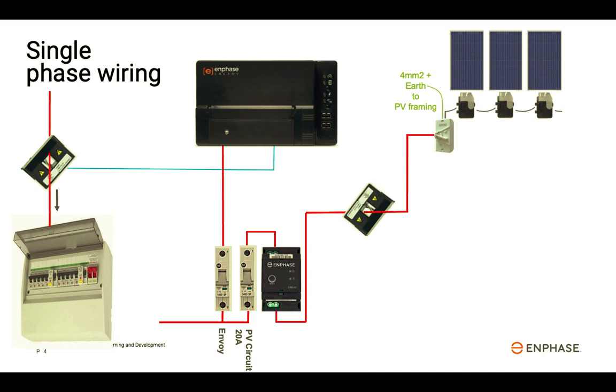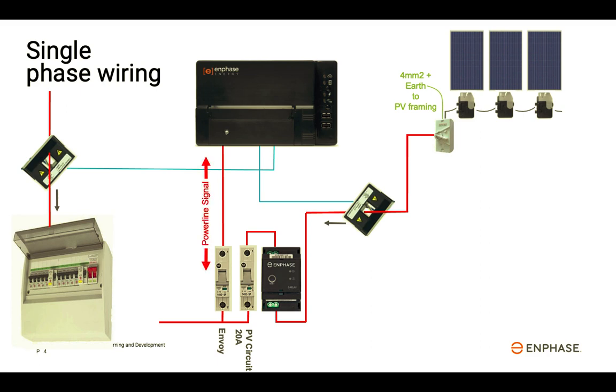The solar production CT is connected around the solar circuit active conductor and wired into the corresponding CT phase terminal block at the Envoy. Note the direction arrow on this CT, it is following the direction of solar generation, in other words pointing away from the microinverters.